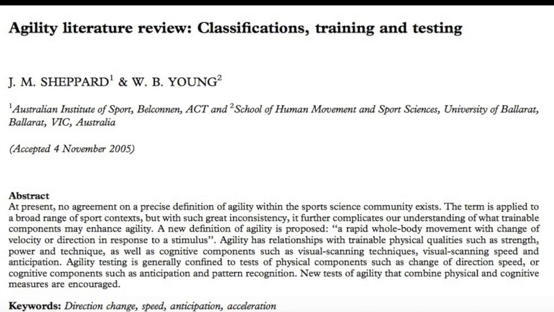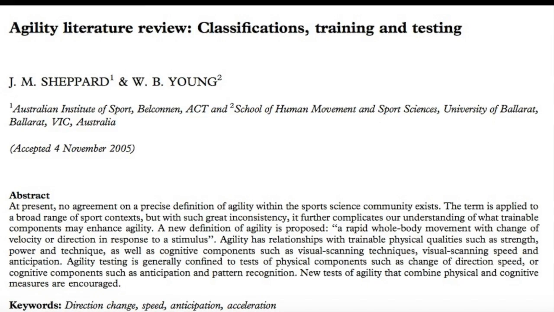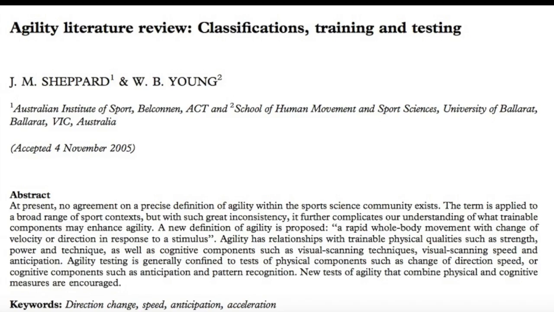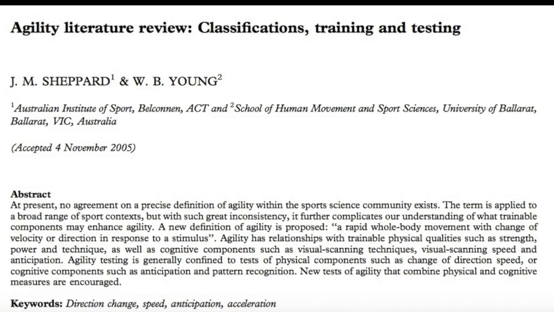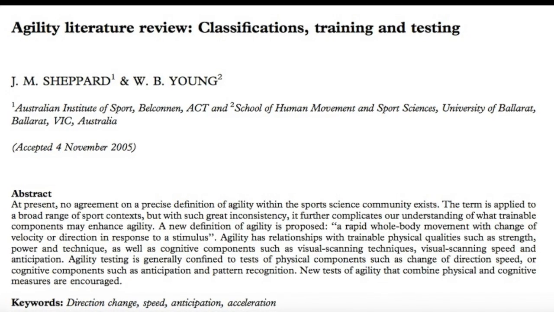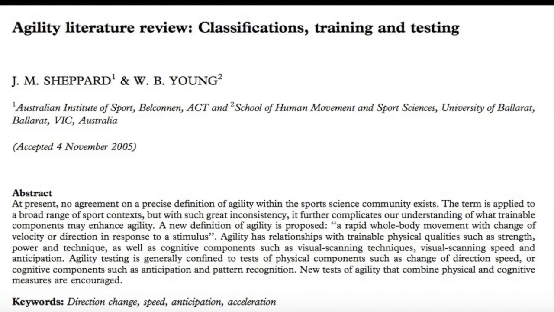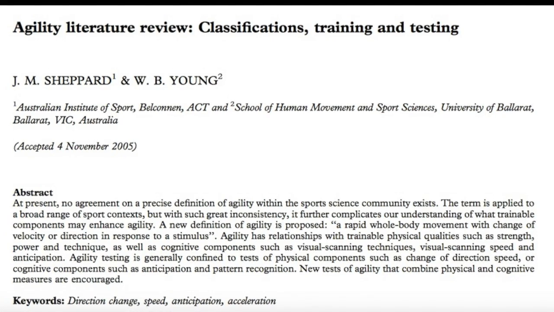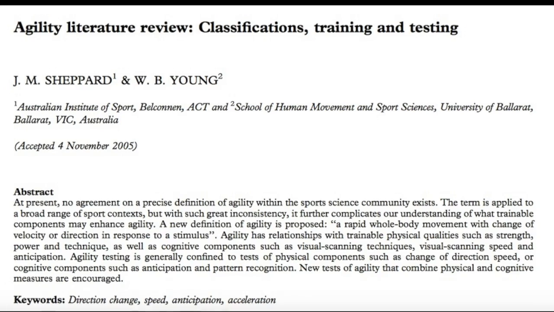When referring to agility, it is important to first note the abundance of inconsistent definitions, primarily due to a lack of sufficient research in the field. This has led to subjectivity with regard to technical models and prescription. Shepherd and Young suggest agility is a rapid whole-body movement that combines physical capacities with cognitive skills.